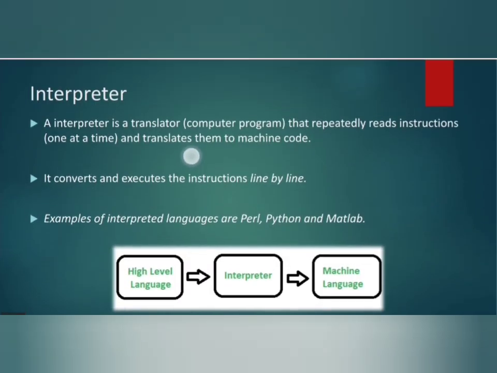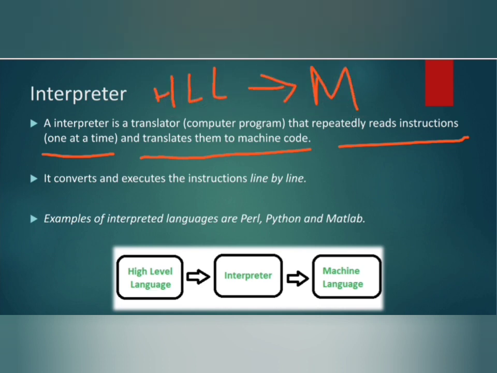Next, coming to interpreter, we have an interpreter is a translator computer program that repeatedly reads instructions one at a time and translates them to machine code. Now the work of interpreter is also similar. It translates high level language to machine language, correct? But what difference is here? The difference is it reads instructions one at a time.